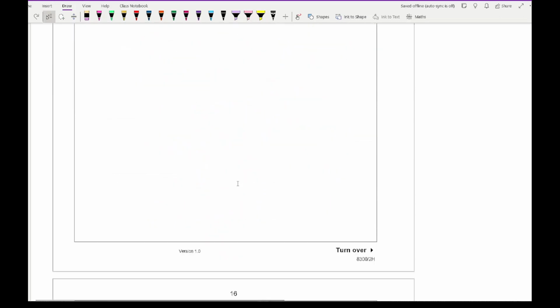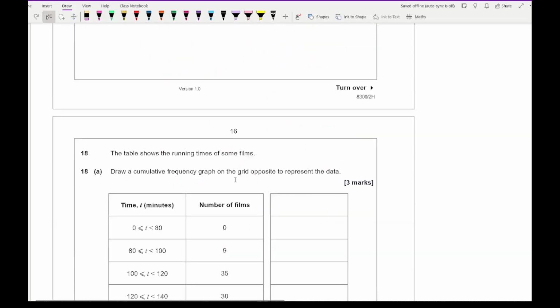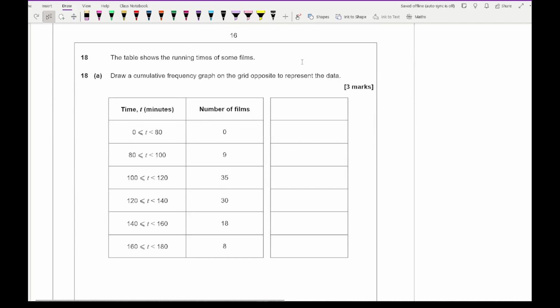And there we go. So moving on to our next question, question 18, it says that the table shows the running times of some films, and it says draw a cumulative frequency diagram on the grid opposite to represent the data. So first of all, what we need to do is work out the cumulative frequency values. So this is just going to be a running total, in which all you're doing is just adding the previous frequency to the total, in which we should have these values.